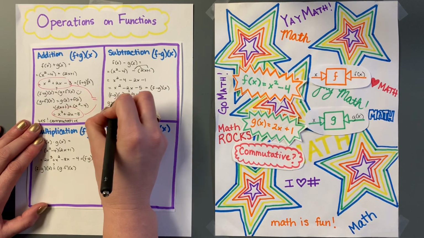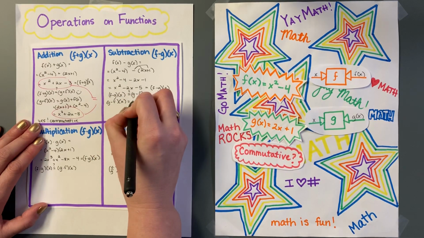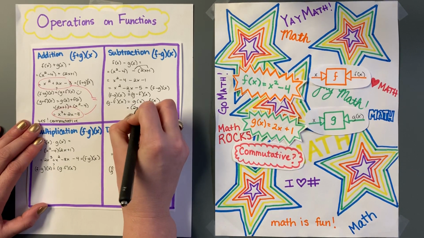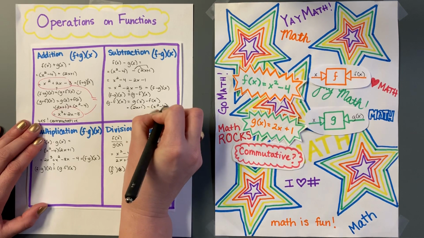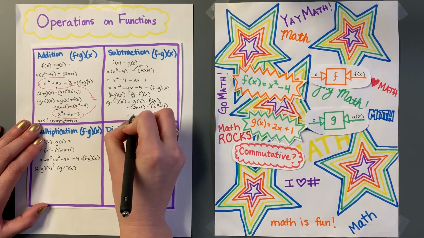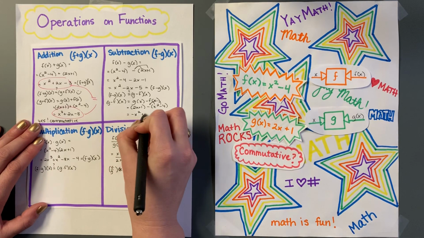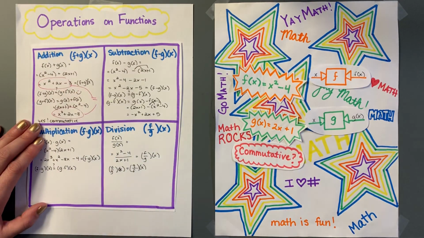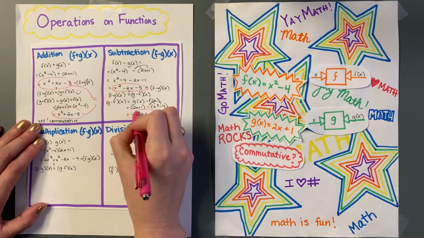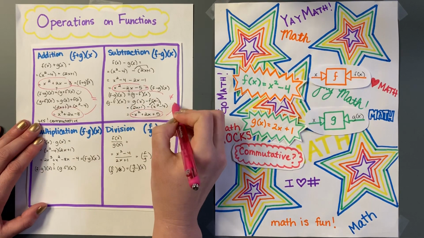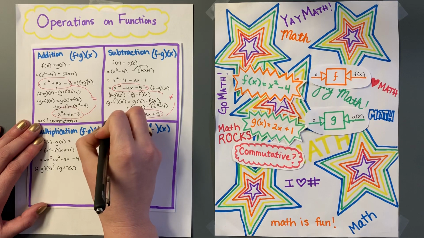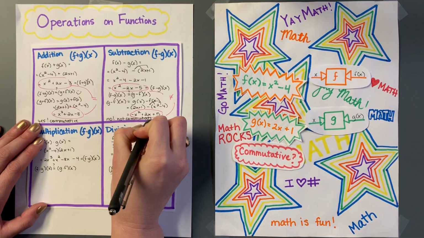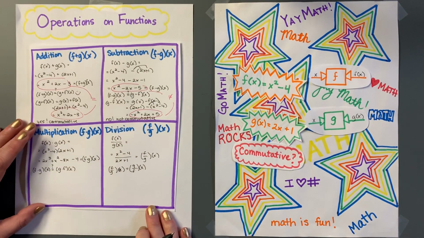So if I'm looking at g minus f of x, this is g of x minus f of x, which is 2x plus 1 minus x squared minus 4. Don't forget to distribute that in. And what we end up getting is negative x squared plus 2x plus 5. And what we can see here is that these are not equal. So subtraction is not commutative, which makes sense because subtraction of real numbers is also not commutative.